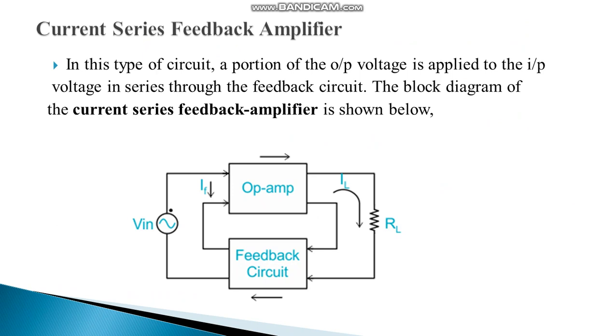Next one, current series feedback amplifier. In this type of circuit, a portion of the output voltage is applied to the input voltage in series through the feedback circuit. The block diagram of current series feedback amplifier is shown below. Here, on the input side, we have a series connection with the input signal and the feedback signal. Also, on the output side, we have a series connection with the output and the feedback signal.